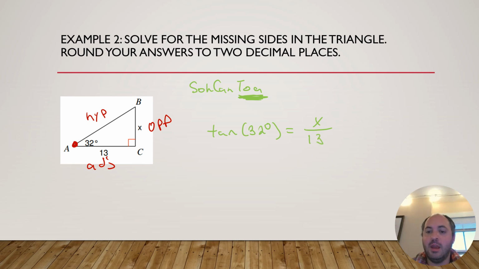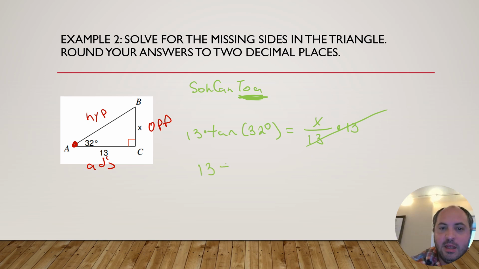And now, once again, my goal is to get x by itself. So in this case, I need to move that 13 that's in the denominator. So since I'm dividing by 13, I'm going to multiply both sides by 13 because multiplication will undo division. So multiply both sides by 13. Those 13s will cancel on the right-hand side. And now I'm going to have 13 times tangent of 32 degrees is equal to x.